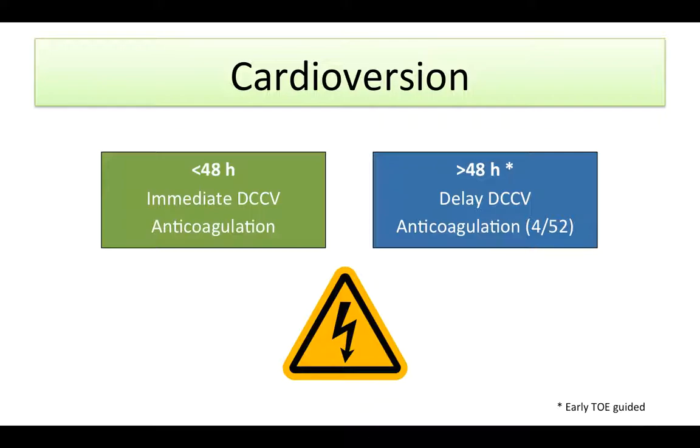However, if you have access to transesophageal echocardiography, then you can do an early TOE guided cardioversion, where you perform a transesophageal echocardiogram to look at the left atrial appendage in particular, because that's usually where the thrombi are found. And once you've excluded a thrombus, then the patient is safe to undergo electrical cardioversion.